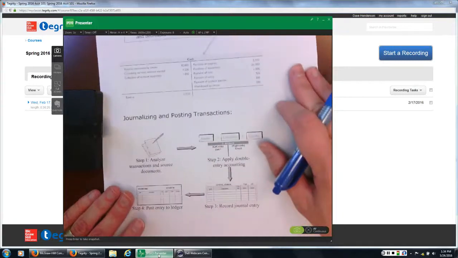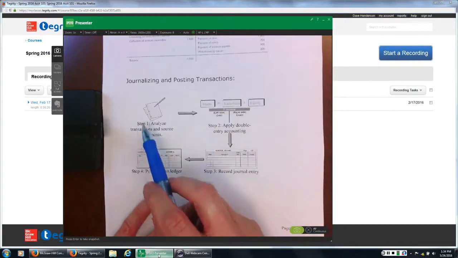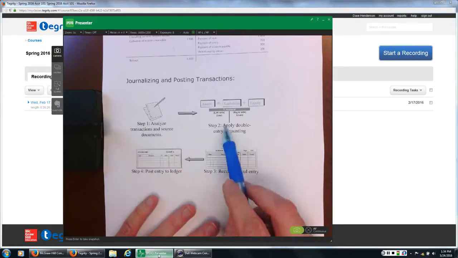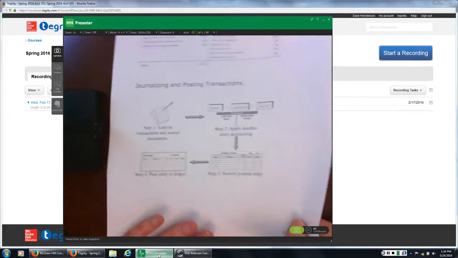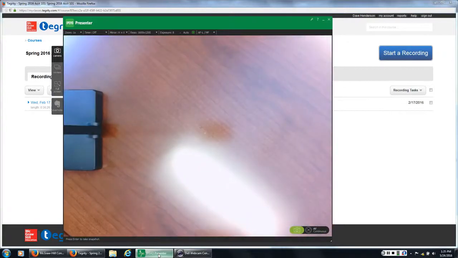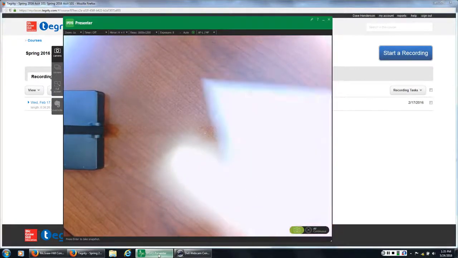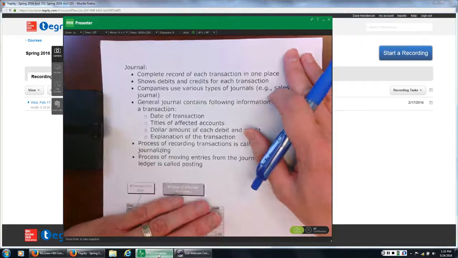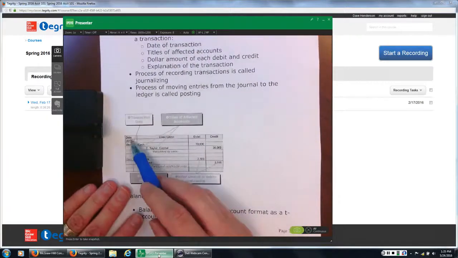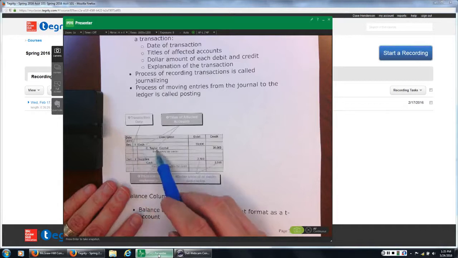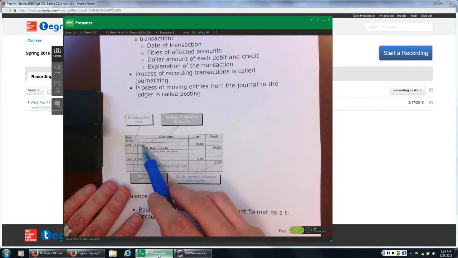So now let's talk about journalizing and posting transactions. Our first step, again, is analyzing our transactions and our source documents. We apply our double entry bookkeeping, do our journal entry, and then post our journal entry to the general ledger. We're going to talk about that in more detail now. So let's talk about our journal. Our general journal keeps track of all of our journal entries. This is exactly what it looks like. Right here, December 1st, our owner invested $30,000 cash in his business.